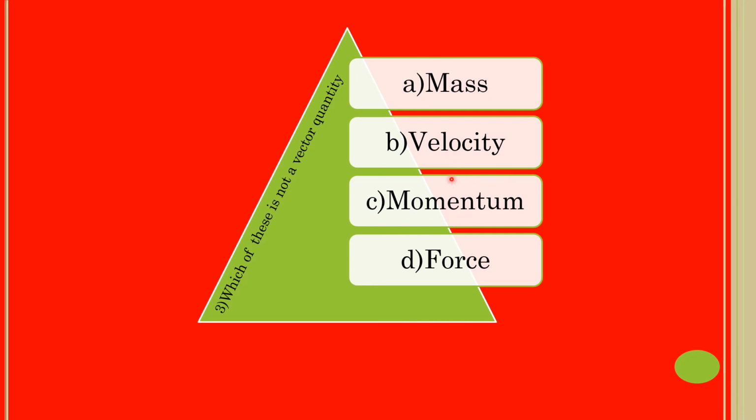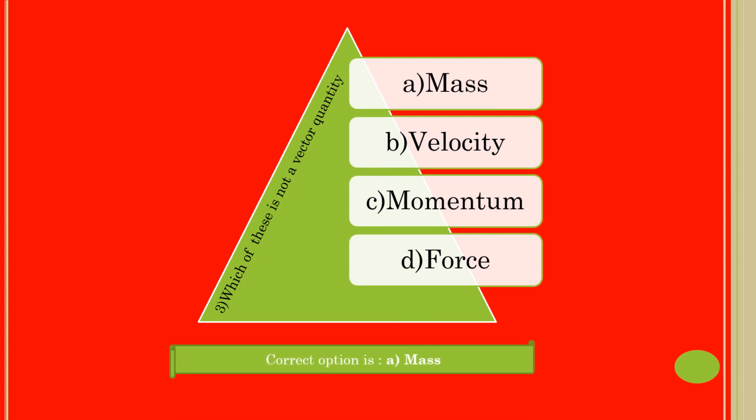Momentum is a product of mass and velocity. Velocity is a vector, so momentum turns out to be a vector. Force is mass and acceleration, and acceleration is always in a direction. So mass, which is a characteristic property of a body, is not defined by its direction and hence it is a scalar quantity. It is not a vector quantity. So the correct option is A, mass.